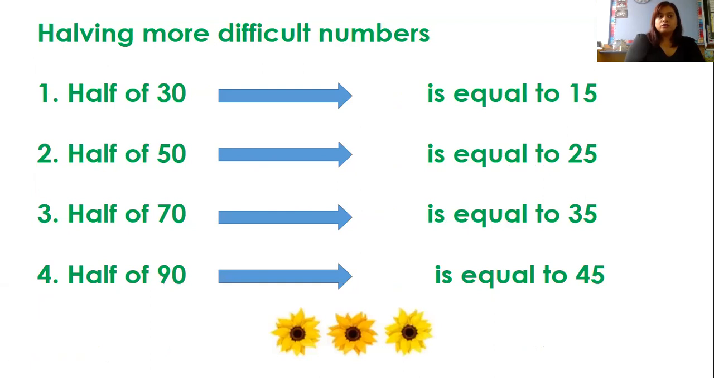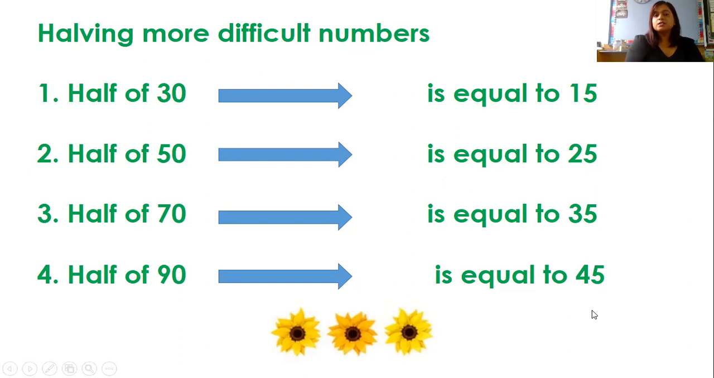Now we are going on to halving more difficult numbers. Grade 3s, I know you did this last year in grade 2. And as you know, these numbers are a lot more difficult to halve. So let's go through them. Half of 30 is 15. Half of 50 is 25. Half of 70 is 35. And half of 90 is 45.